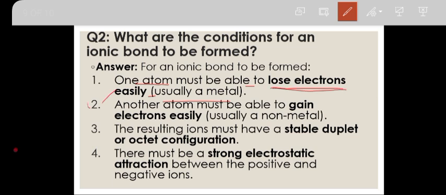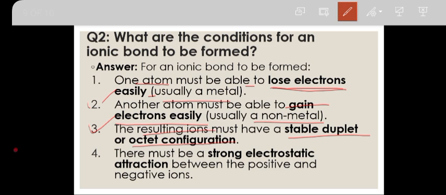The second condition, another atom must be able to gain these electrons easily. They are usually non-metals. The third condition for the formation of an ionic bond is that the ions produced in this reaction must have a stable duplet or octet configuration.